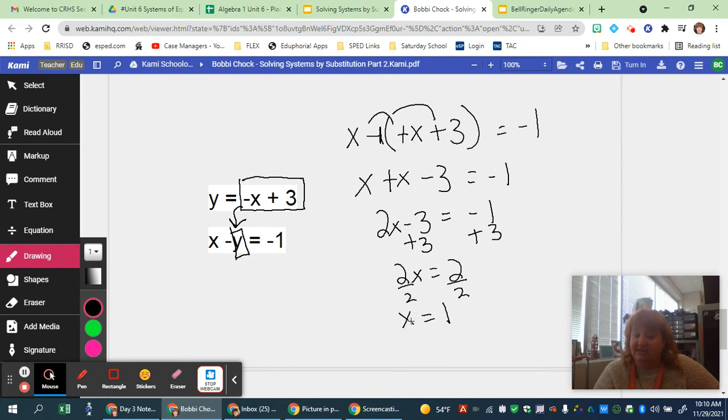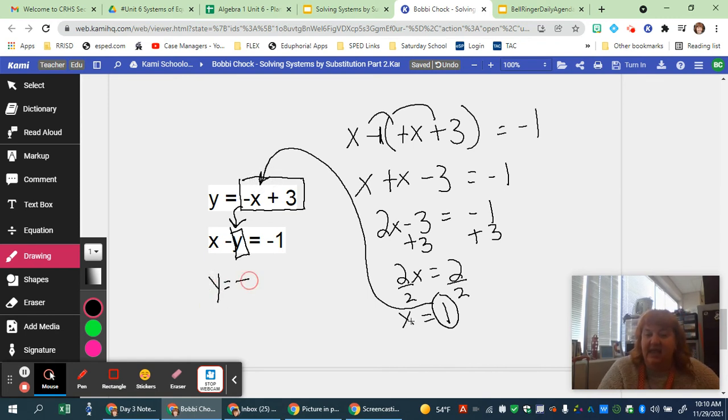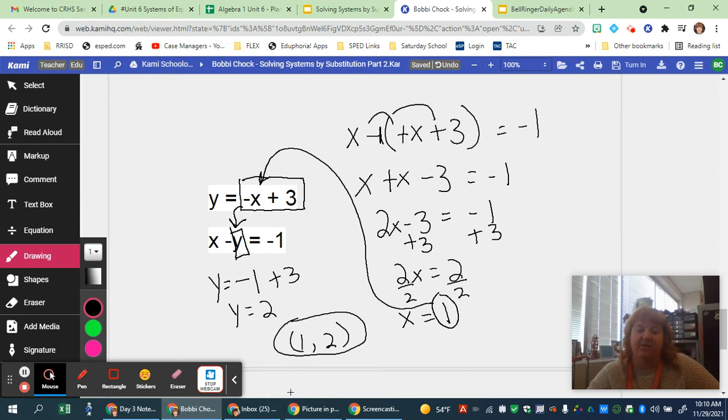Now I know x equals 1. So now we're going to take this, plug it into here. Again, when you plug it in, it's a negative 1. y equals negative 1 plus 3. y equals 2. So my answer is 1, 2. Okay, let's do another one.